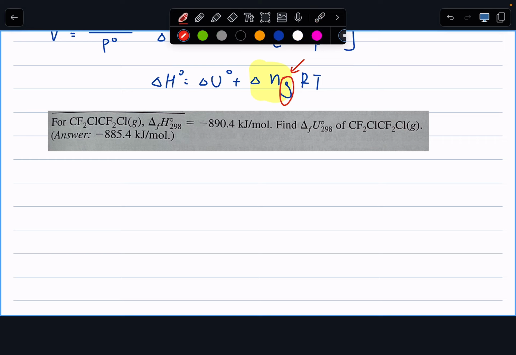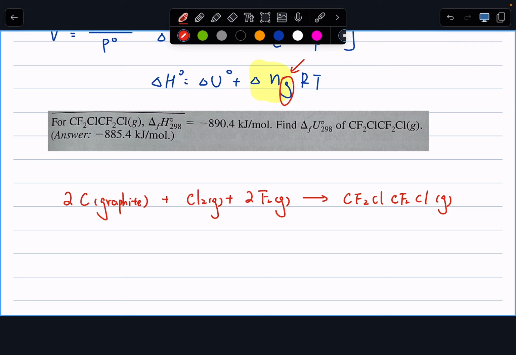So what do we do? First thing is we write out the reaction for the heat of formation reaction, so we write out the formation reaction of this molecule. Here we have 2 carbon in graphite, plus 2 chlorine, so that's Cl2, plus 2 fluorine gas, and this all goes to 1 molecule of CF2Cl in gas phase.